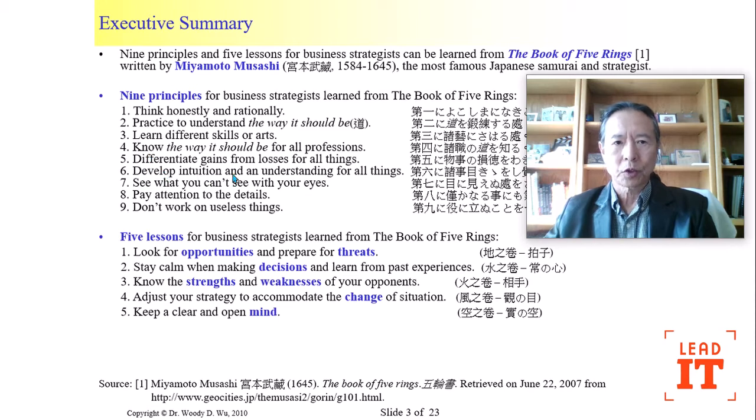Number six, develop intuition and an understanding for all things. Something new comes that's new to everyone. There's nothing to be rational about. If you have intuition, you can see the things you cannot see. That's very, very important. See what you cannot see with your eyes. That's the core sense. That's based on who you are, meaning you're born with that, and based on your training and your experience.